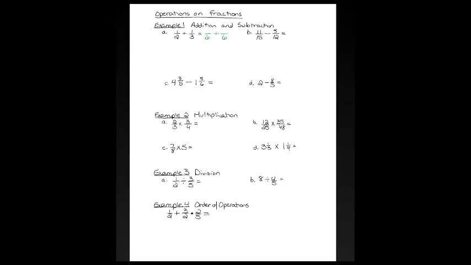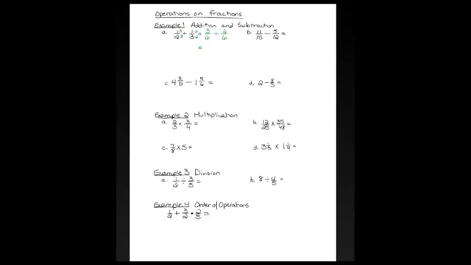Now, 1/2, if you think about the number 2, 2 times 3 gives you 6. What you do to the bottom, you have to do to the top. 1 times 3 is 3. So 1/2 is equivalent to 3/6. Do the same thing with the 1/3. 3 times 2 is 6. What you do to the bottom, you have to do to the top. So 1 times 2 is 2. So we have our equivalent fractions with the same denominator.